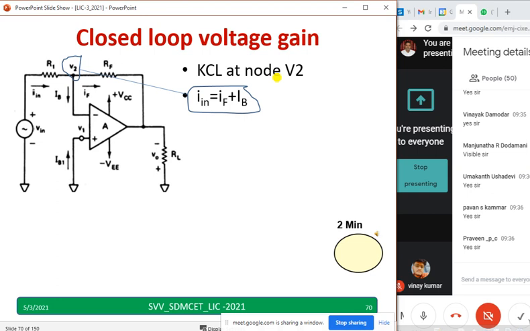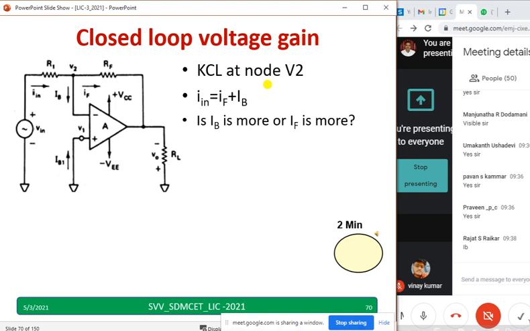Now, see here. Is IB more or IF more? Type your answer in the chat box. Fast. Time is less for me also. According to you, whether IB is more or IF is more, that will be your attendance. Do it fast. Observe. This is the total incoming current. Outgoing currents are two. One is IF and the other is IB. Which will be more? Anyone, type it. It may be wrong also. I will be happy to see what you are typing.